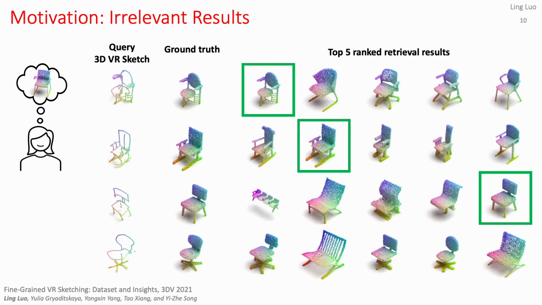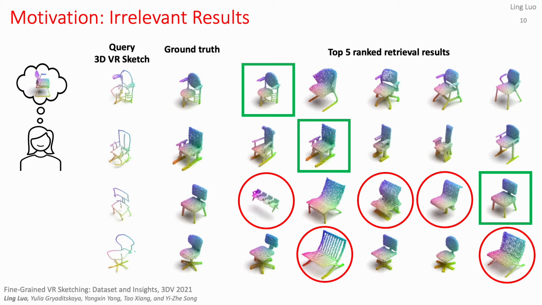Let's have a closer look at the retrieved shapes. We observed that many irrelevant shapes are returned among the top retrieval results obtained with the previous work, such as the bench in the third example. With this work, we address how to improve the relevance of the retrieved shapes. In our paper, we also propose new evaluation criteria to account for the relevance of the top retrieval results.